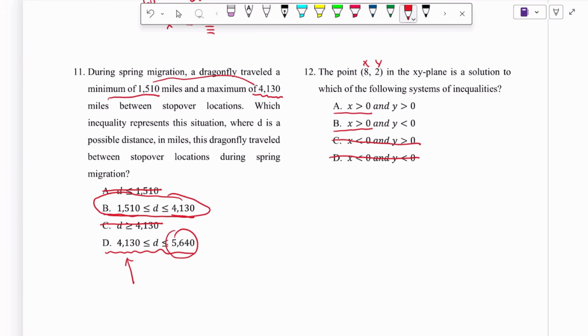2 is also greater than 0. Answer choice A. Notice here it says Y is less than 0. Well, 2 is not less than, so it still has to be A.